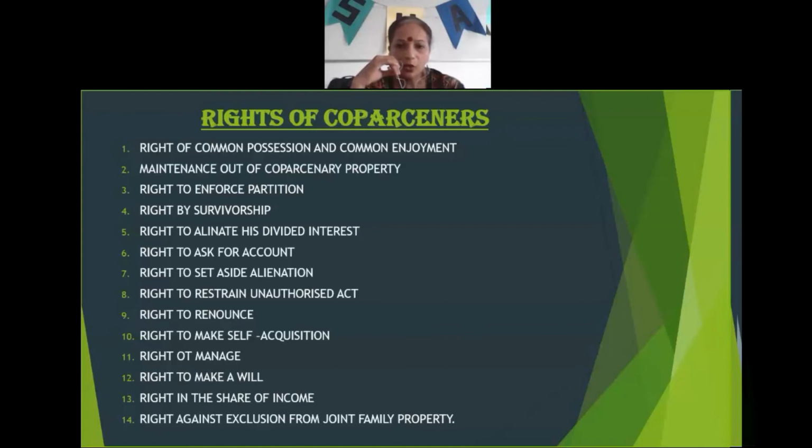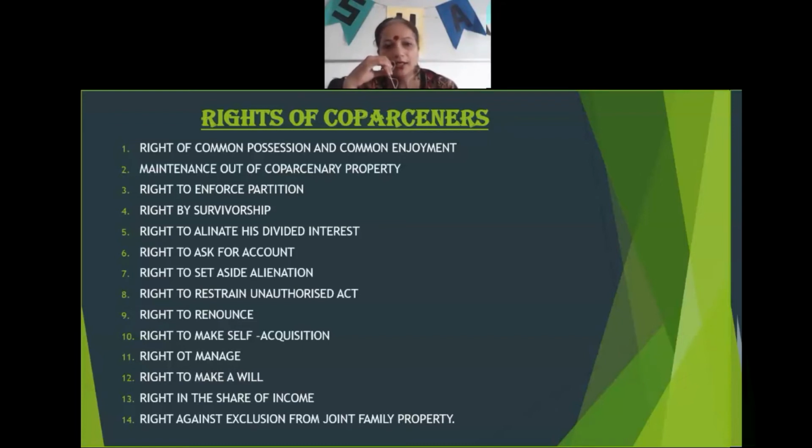Then the right to make a will. If a person gets his separated share in the family property, then only will he have a right to make a will. Even if a person wants to renounce his share, by making a will he can alienate that particular share to the other family members, the other coparceners or his legal heirs.